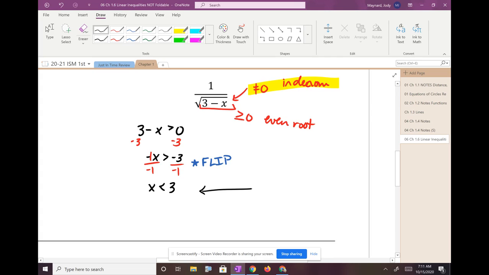So if we graph this, we have a 3 here. No equal to means an empty circle, shaded to the left, is less than. So this one, in interval notation, would be negative infinity to positive 3. Again, order matters. There's a parenthesis because it's an empty circle. Or you could also do set builder notation, which is curly brace x such that x is less than 3.